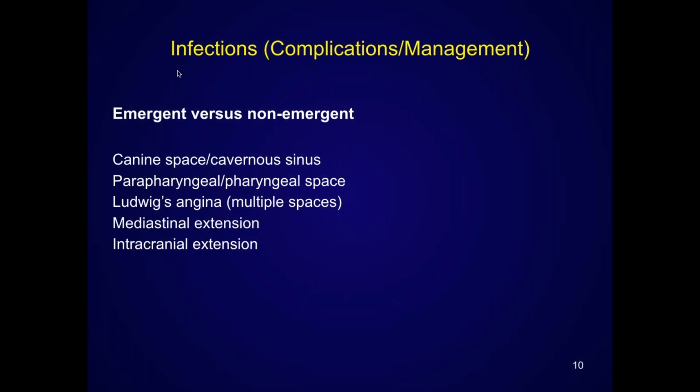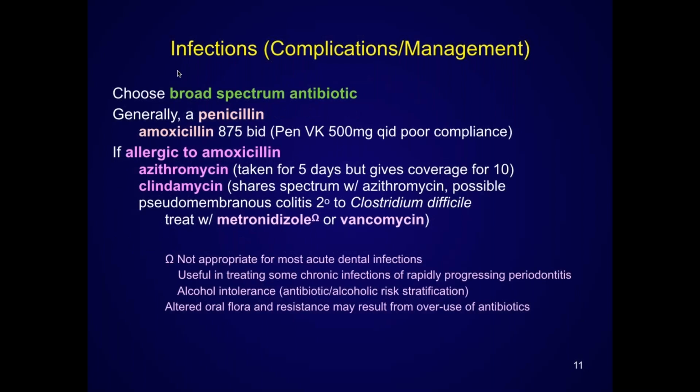So when you have emergent type infections, it's usually locational. So these are your canine space things that go into the cavernous sinus, things back in the airway, parapharyngeal, Ludwig's angina, and then anything that extends into the actual other spaces. So you'll have to be watching out for your patients who have eye closures, significant swellings underneath the mandible, the so-called bull necks, right? And then based on that, you have to choose antibiotics.